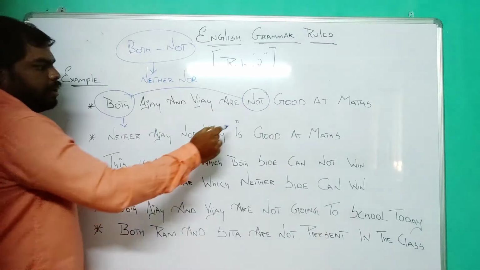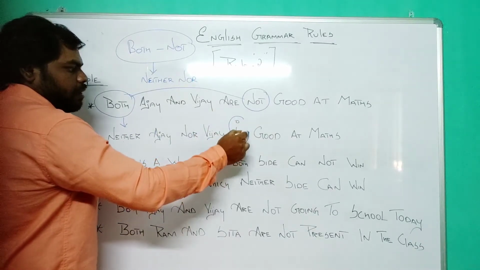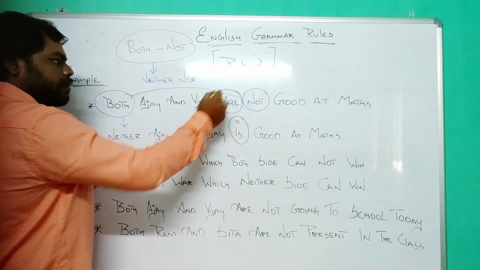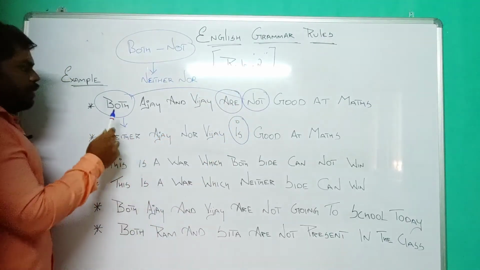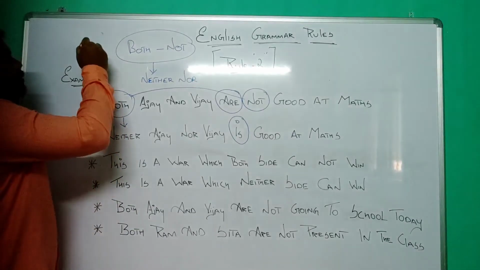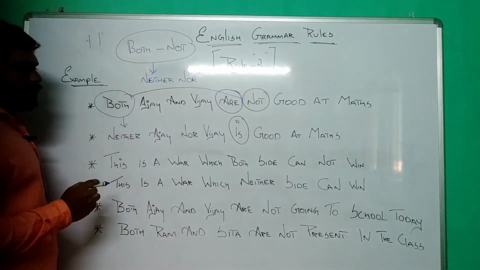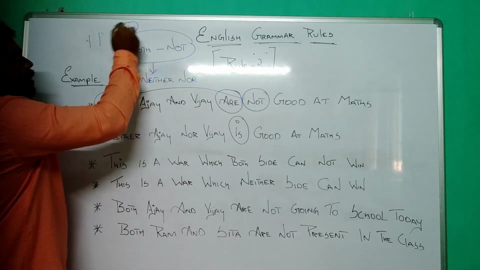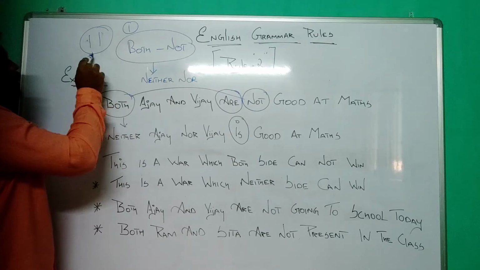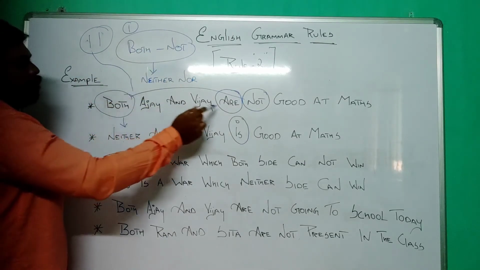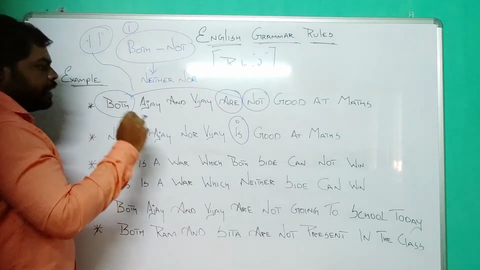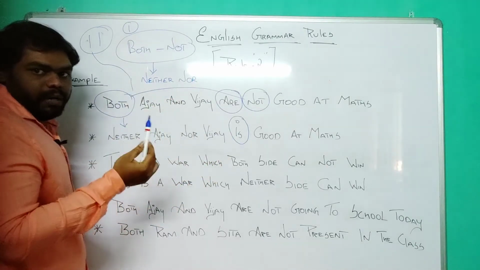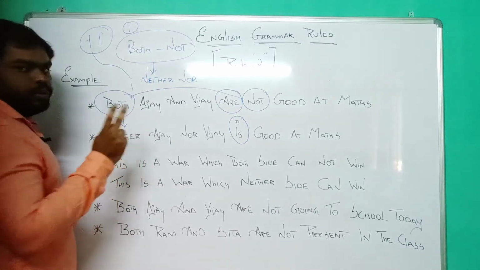But here is an important thing to note. The verb has changed to singular, but here the verb is plural. Why? Because both is a word which includes two persons. But neither nor includes only one person. So for both we use plural, right? The plural form of the verb is are and the singular form of the verb is is. So neither nor indicates only one individual, right? But both indicates two persons.